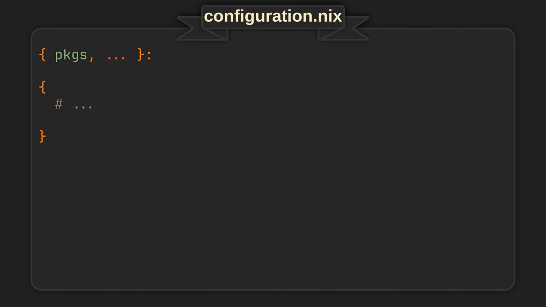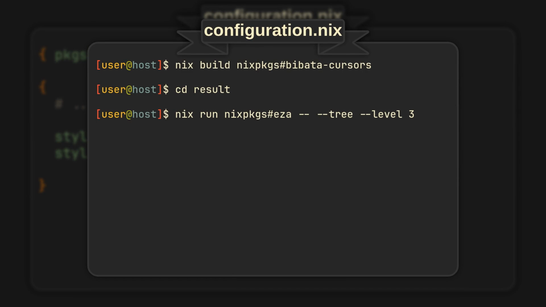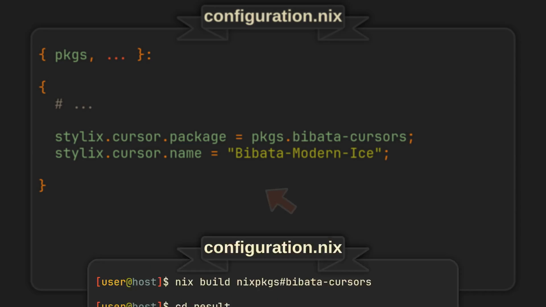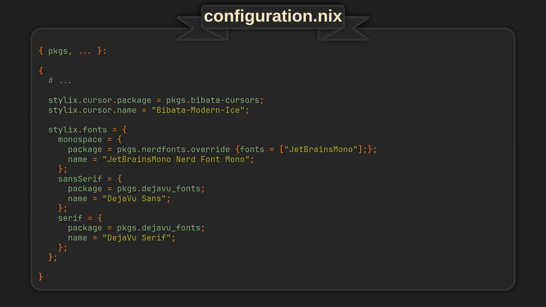Now to talk about some other options, starting with applying a custom cursor. Stylix allows us to define a cursor package and the name of a specific cursor inside it, meaning you can simply build any of the various cursor packages from Nixpkgs and check the available cursors by their directory name. In this example, I am going to choose the Bibata Modern Ice cursor from the bibata-cursors package. As I mentioned earlier, we can also define fonts here with several options available, allowing you to select a serif, sans-serif, and a monospaced font.